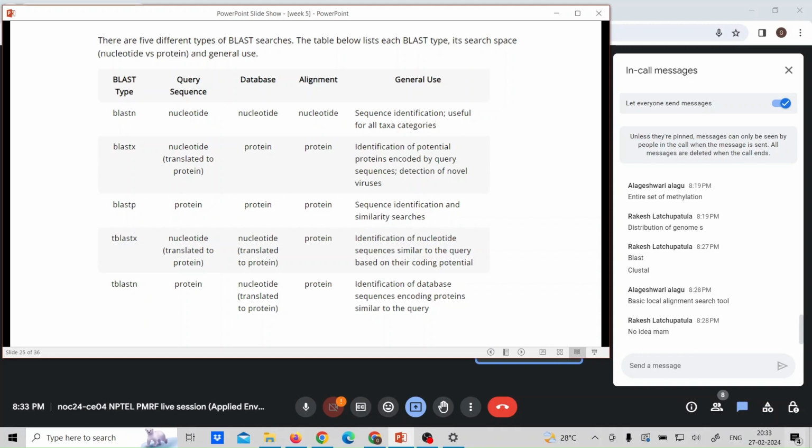TBLASTX is one where I give a nucleotide sequence. It is going to be translated into a protein. The database is also searched against nucleotide sequences only, which are again translated into protein. So both my query and the database are nucleotide sequences which are translated to protein sequences. This kind of analysis is used for the identification of nucleotide sequences that are similar to the query based on their coding potential.